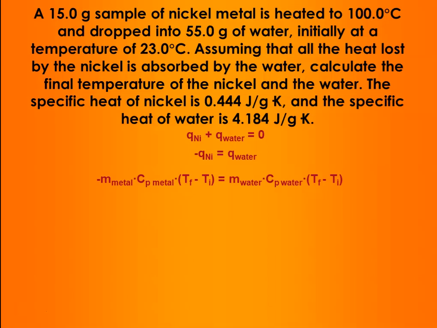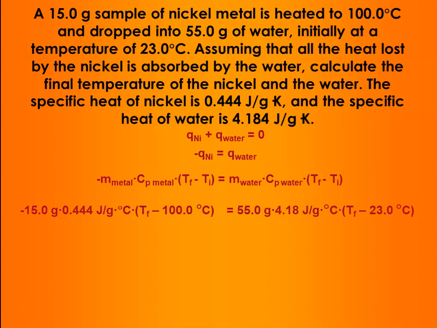So we have that the mass of our initial metal was 15 grams. That specific heat capacity was 0.444. I went ahead and changed that to Celsius for this example since the temperatures are in Celsius, and we are going to have to do some addition. It doesn't matter whether you change it or not. And then we're going to plug in our initial temperature of 100 degrees Celsius.